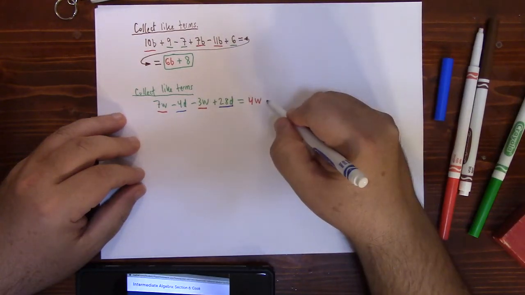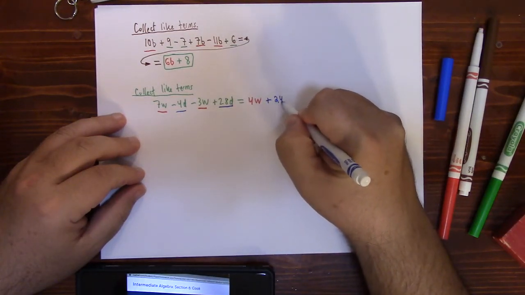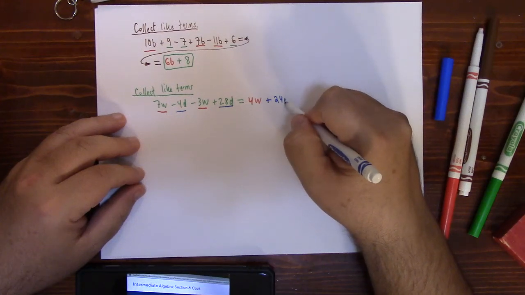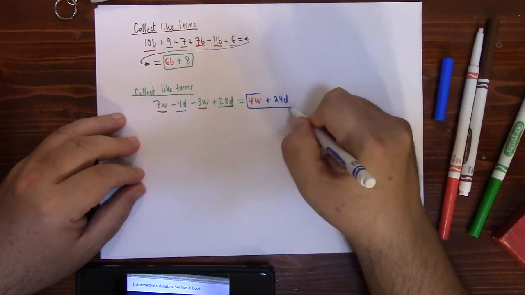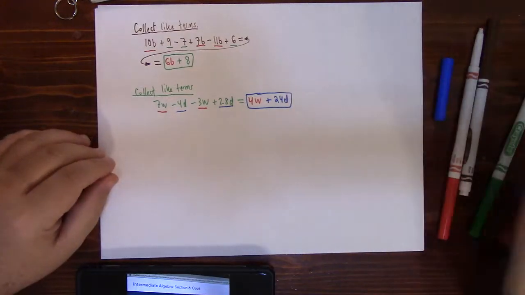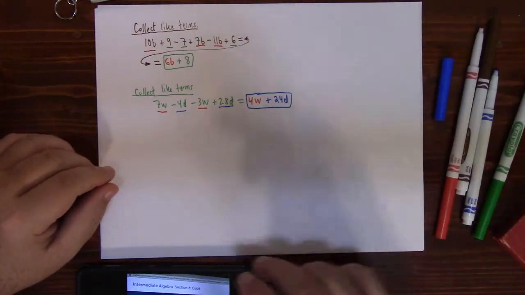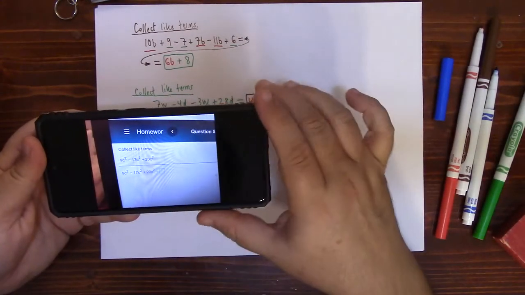28 minus 4 is 24. And that's it. That's all there is. There's either W's or there's D's. Solved. Alright, so these aren't really that bad.